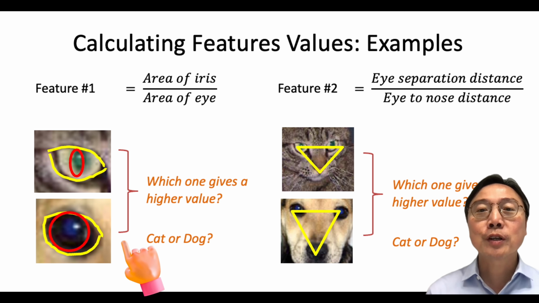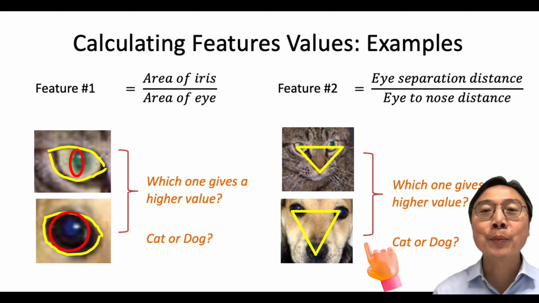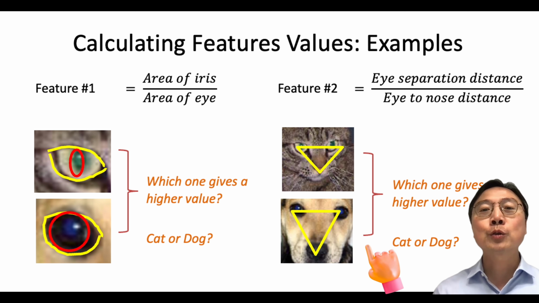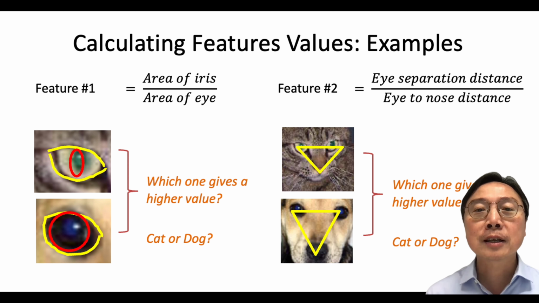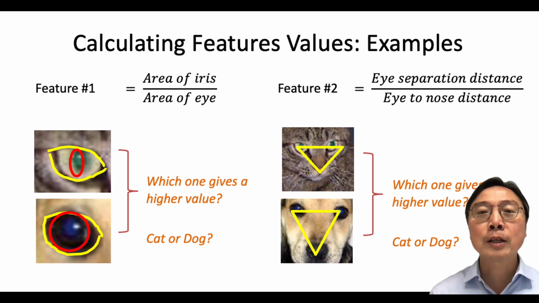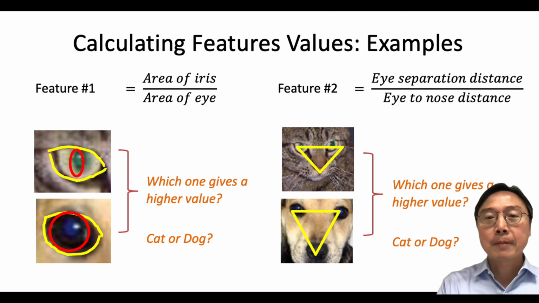And for feature two, the distance from the eyes to the nose, I put it in the denominator. So if the distance between the eyes and the nose is larger, feature two will be smaller. In that case, the feature two value for cats will be larger, and the feature two value for dogs will be smaller.